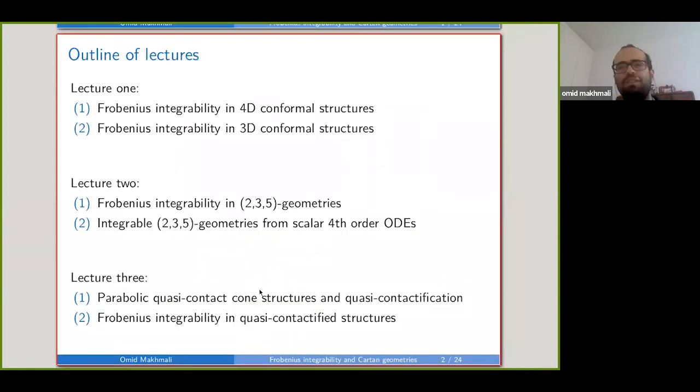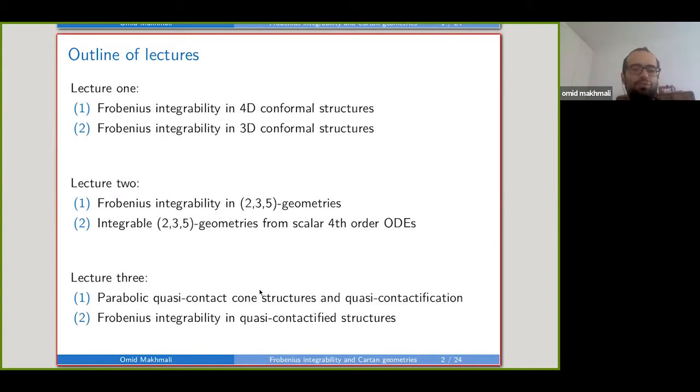So this is the outline of the lectures. In the first lecture, we're going to talk about something that is pretty much well known: the appearance of Frobenius integrability in conformal structures in dimension 4 and 3. I'm not sure if we'll make it to dimension 3, because I want everything to be clear in dimension 4, but we will talk about it next lecture if necessary.